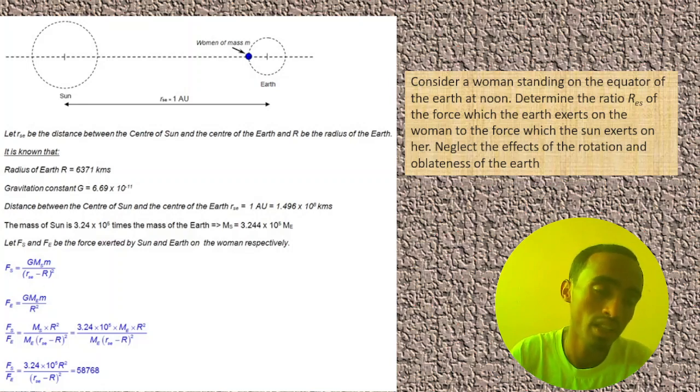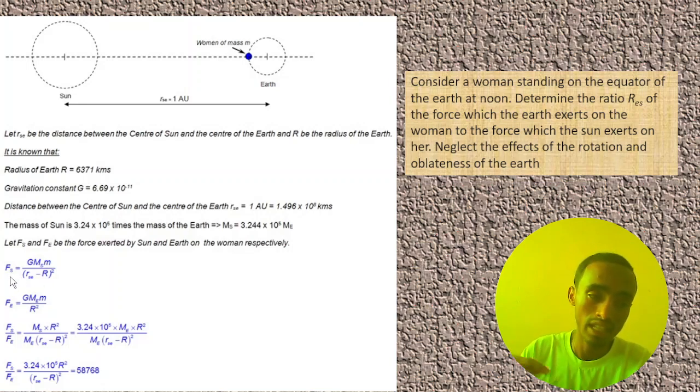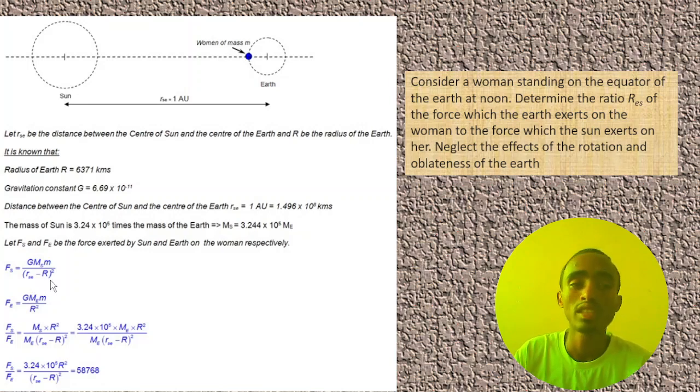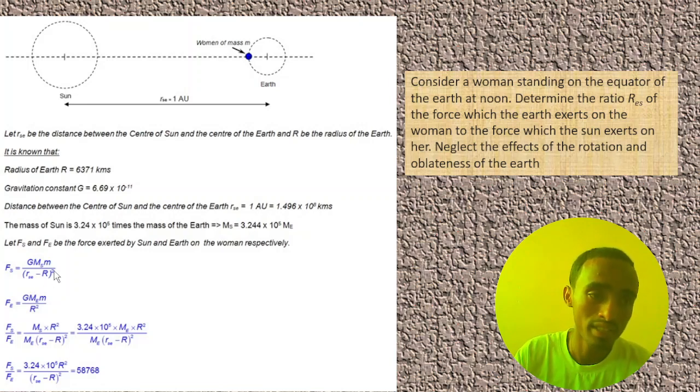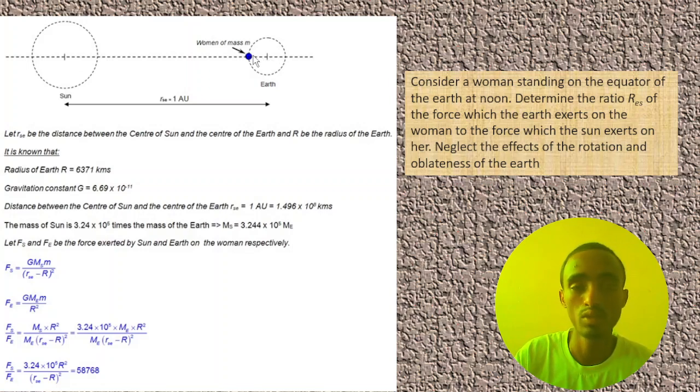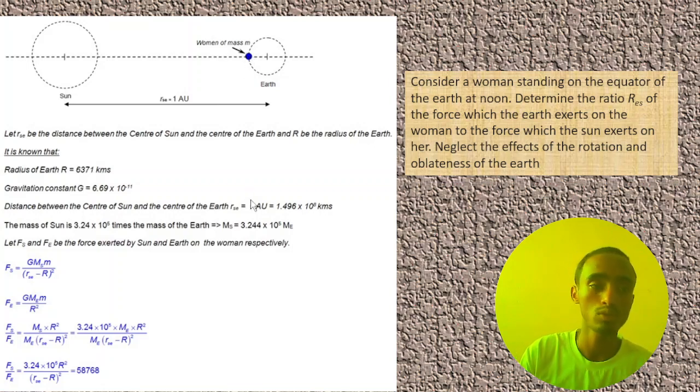and the radius of the earth is 6,371 kilometers. The force the sun exerts on the woman is equal to the gravitational constant times the mass of the sun times the mass of the woman over the distance, which is the distance between the center of the sun and the center of the earth minus the radius of the earth, which is the distance from the center of the earth to the woman. Which means, in order to calculate the distance between the woman and the center of the sun, we subtract the radius of the earth from 1 astronomical unit.